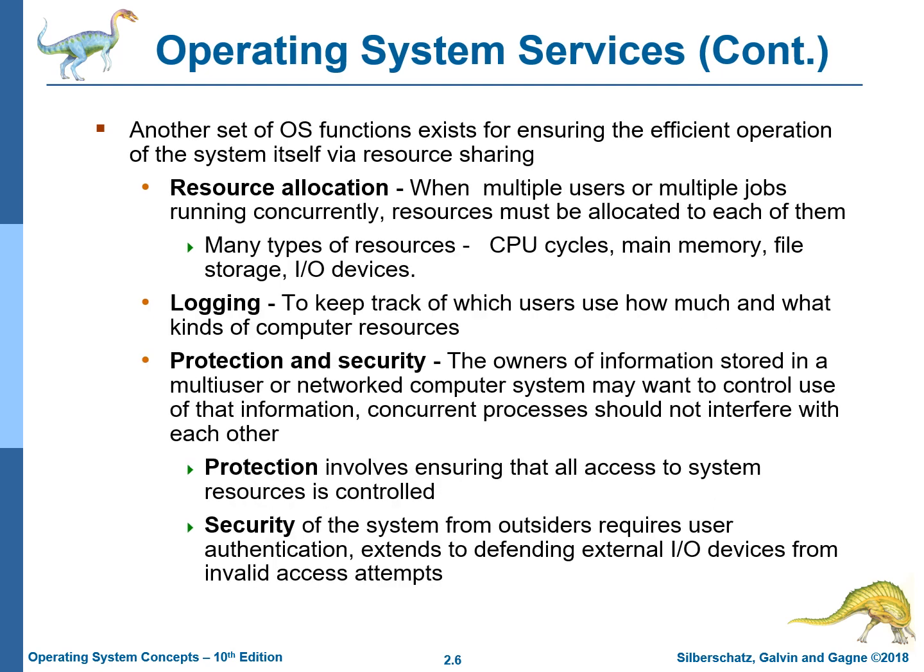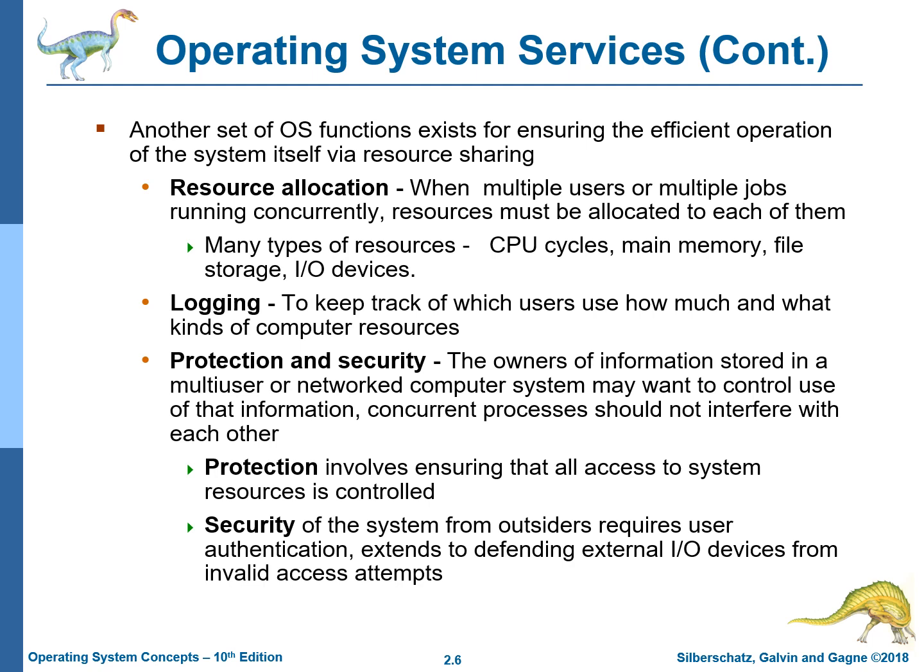Another set of operating system functions exists for ensuring the efficient operation of the system itself via resource sharing. Resource allocation. When there are multiple users or multiple jobs running concurrently, resources must be allocated to each of them. There are many types of resources like CPU cycles, main memory, file storage, input-output devices. Logging. To keep track of which users use how much and what kinds of computer resources.